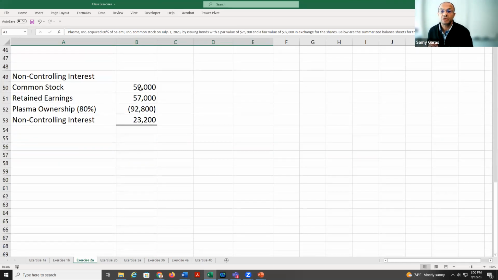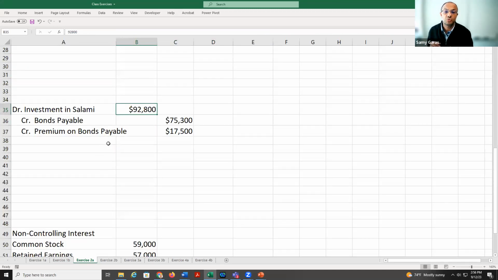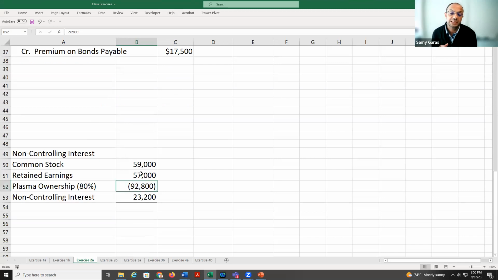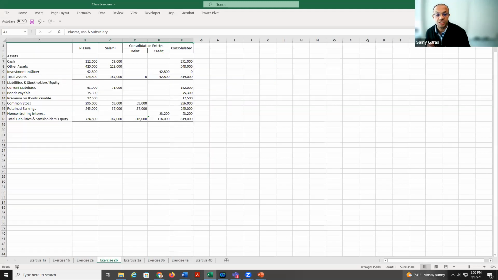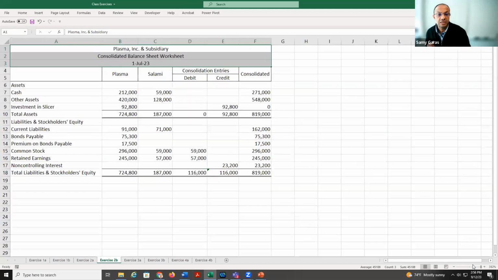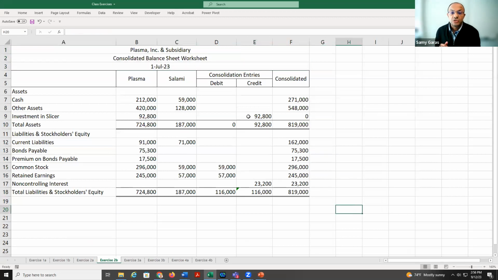And then we calculate here common stock, retained earnings, minus ownership. We take this ownership, 92, we put it here. And then we get NCI 23. And once we finish, we take these numbers to the second sheet where we make the consolidated balance sheet. So as I did in the previous example here, you notice that the cash didn't change. The investment became zero. The equity side came only from the parent. So we offset the equity here of the subsidiary. And then we created the new account of NCI.